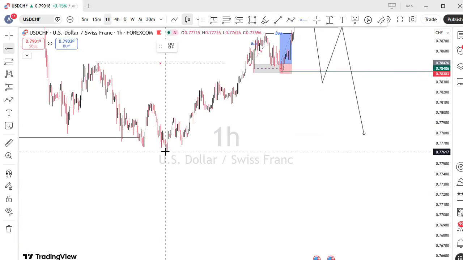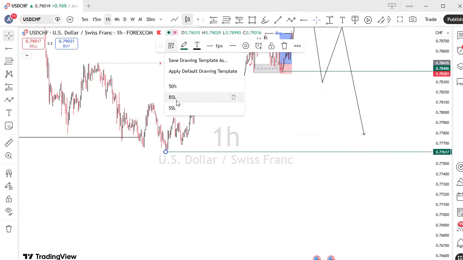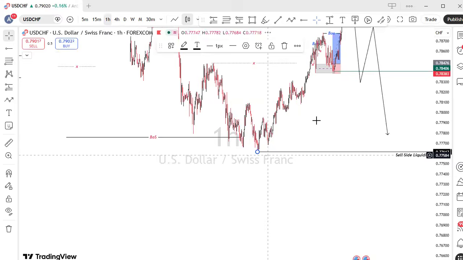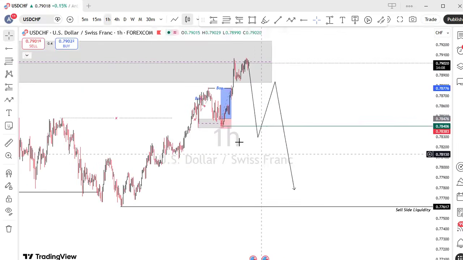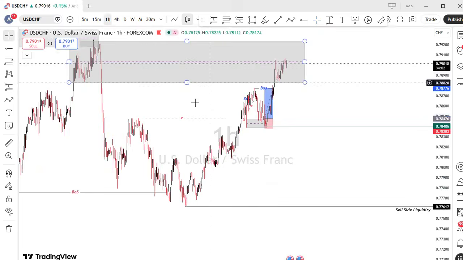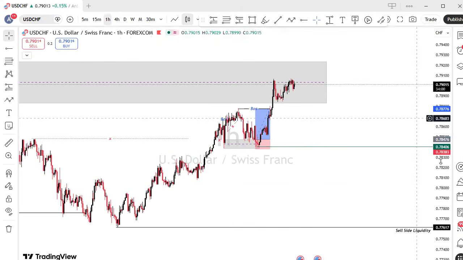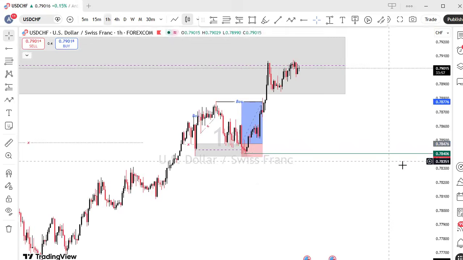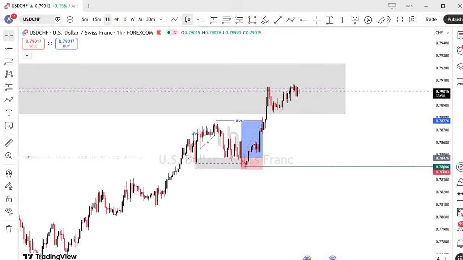So this is where the next liquidity that is resting on this low, which is our sell side liquidity. So once you see that, now start looking for that entry confirmation. But as of now, guys, you just stay away from the market and watch it from a distance and see what the market will really do.